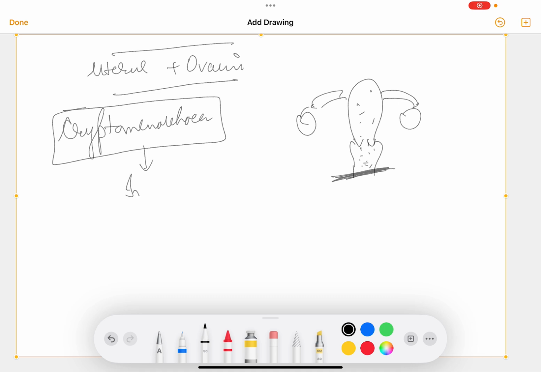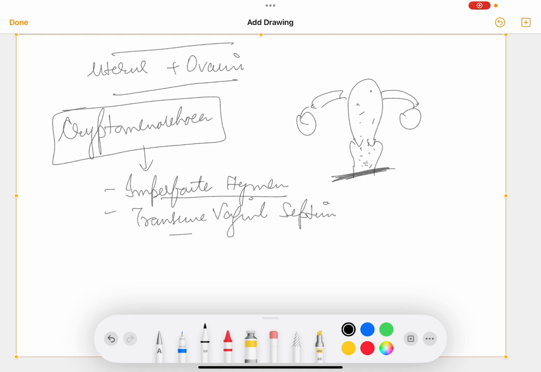So it can be an imperforate hymen, or it can be because of a transverse vaginal septum. Okay, so all these things can lead to cryptomenorrhea, where the patient will have menses, the blood will get collected, leading to hematocolpos, hematometra and hematosalpinx, and then hemoperitoneum when it gets there. Okay, so you have all these findings in there.